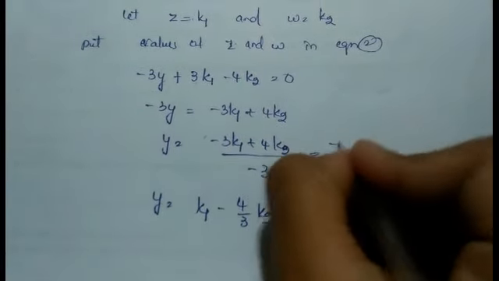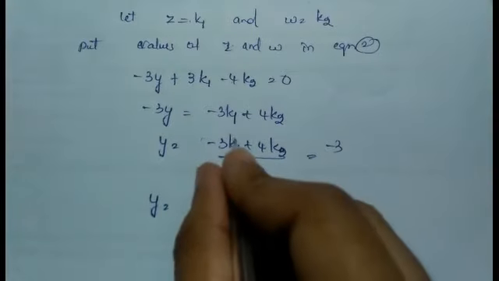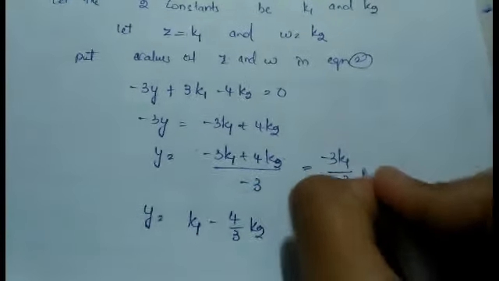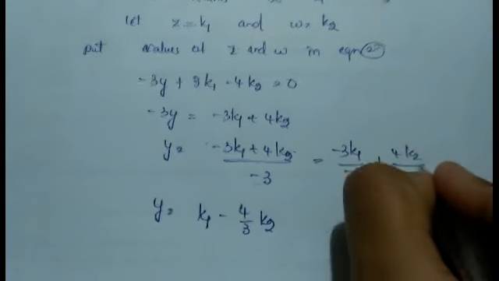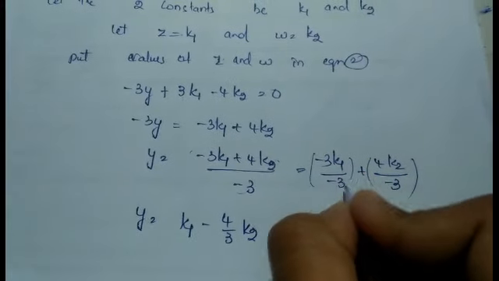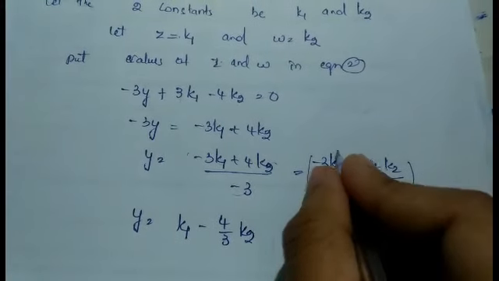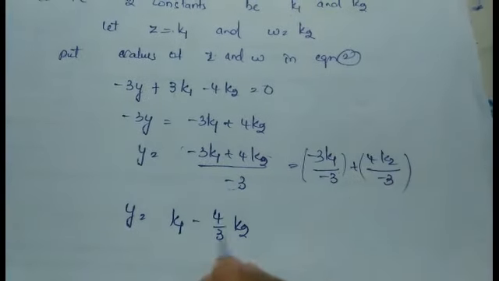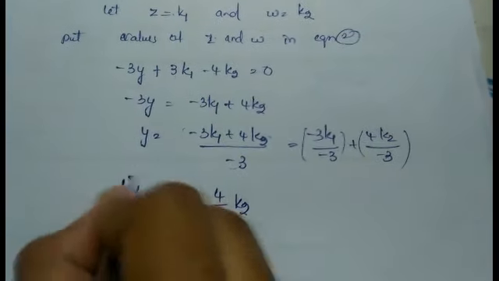It means I am taking this denominator separately for the first term and second term: minus 3k1 by minus 3 plus 4k2 by minus 3. Then minus 3k1 by minus 3 becomes k1, and 4k2 by minus 3 becomes minus 4 by 3 k2. So this is the value of y.